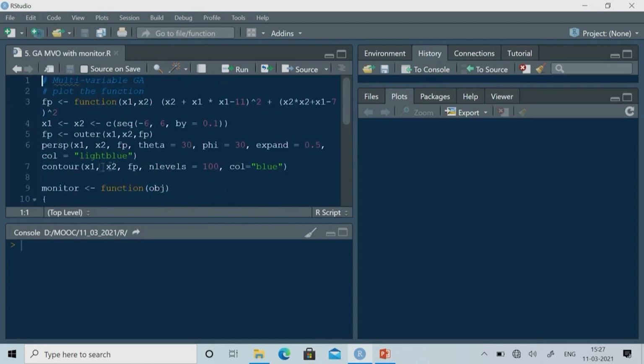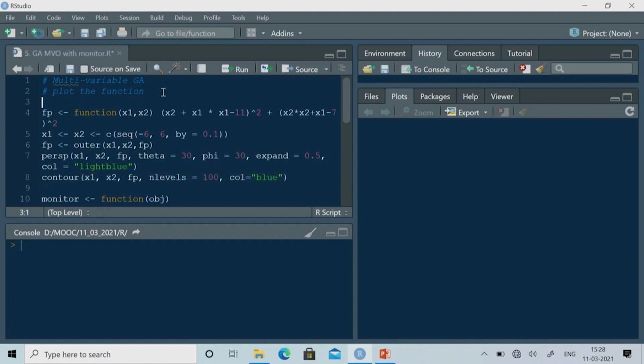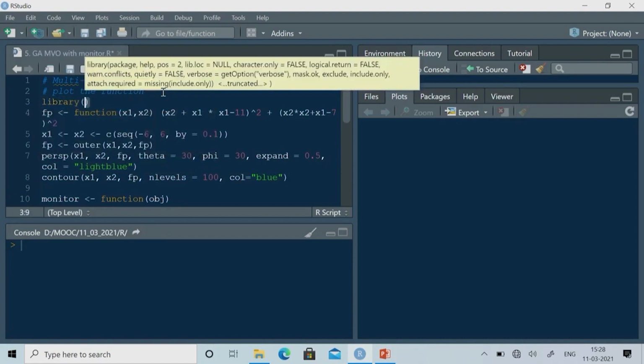So, as you have seen, the first part is just to plot this particular function. So, I am not explaining again. I have written the function, then I am defining x1 and x2, then I am calculating the function value at each grid point using the outer function, and then I am plotting the 3D plot using the persp function, and I can also plot the contour lines using the contour function. So, you have to use the library. Okay. So, the library is GA.